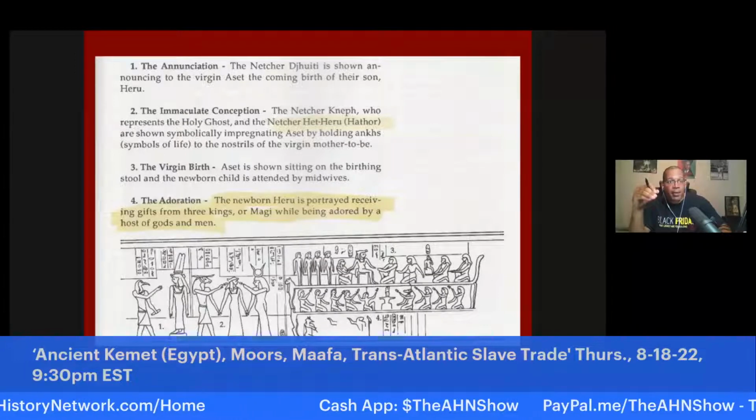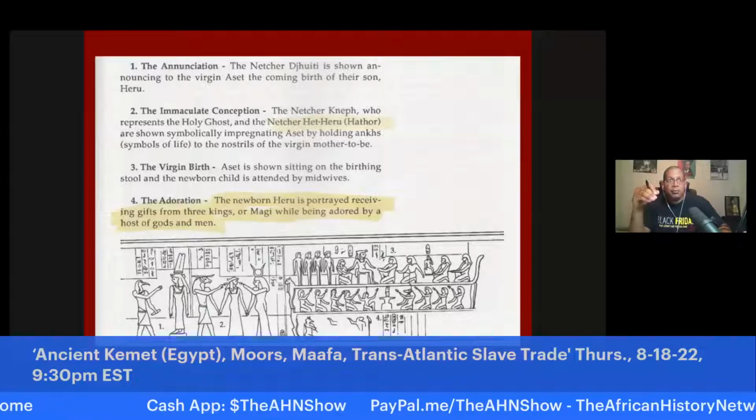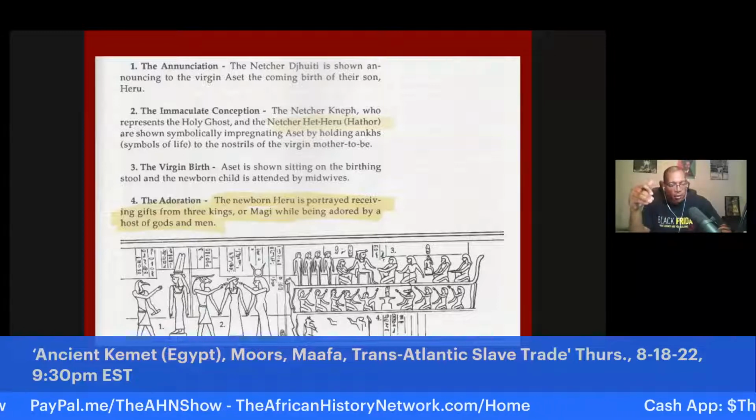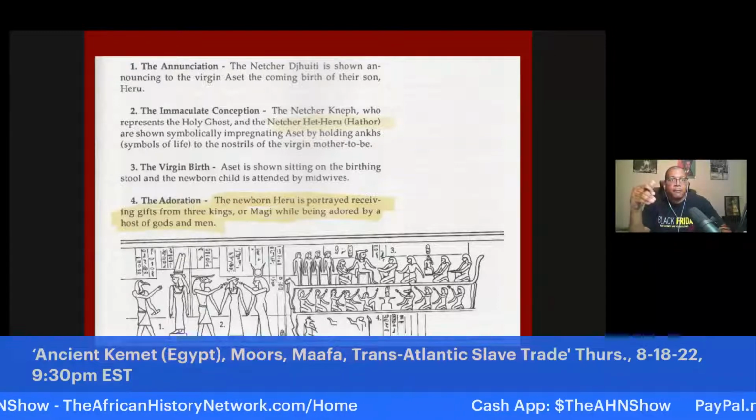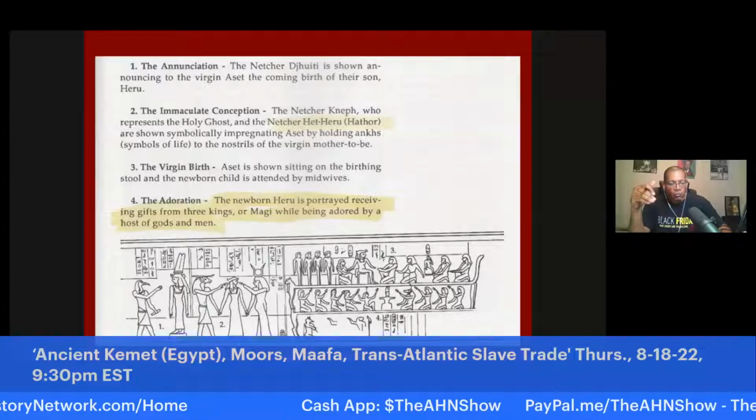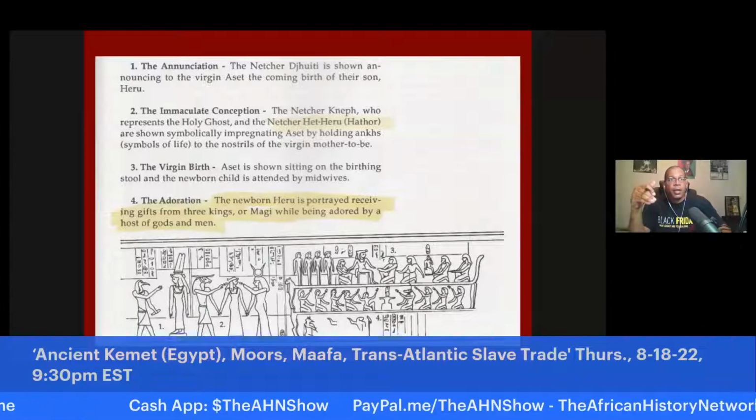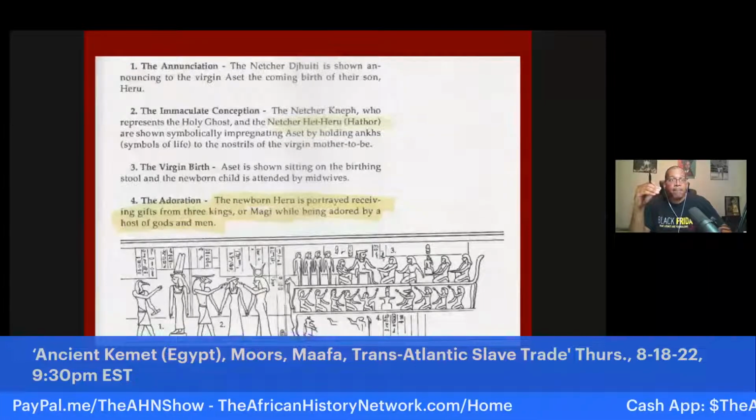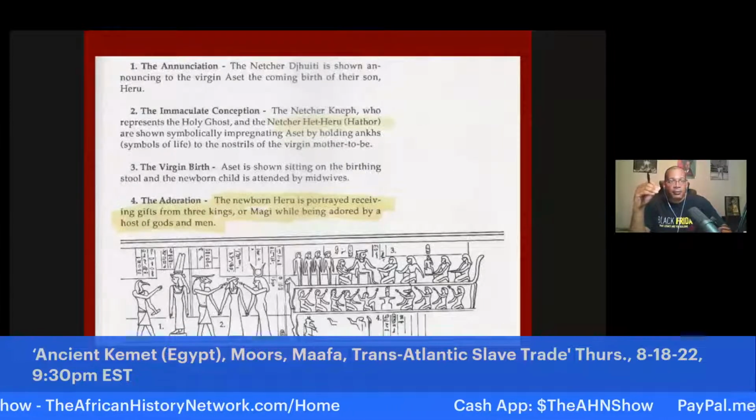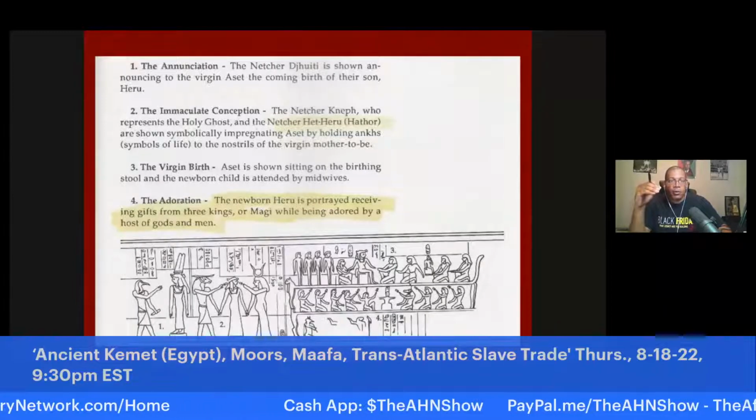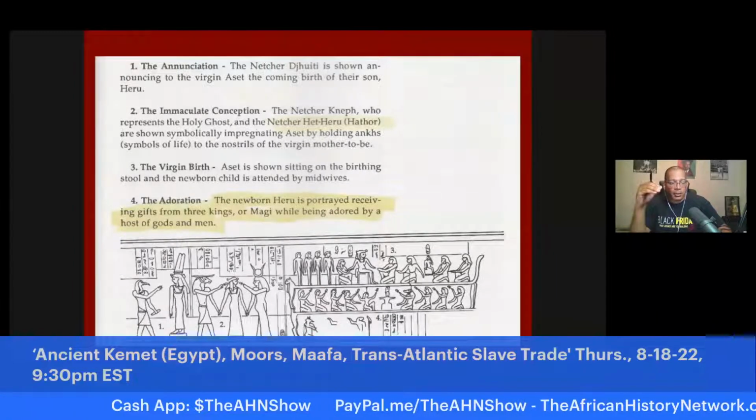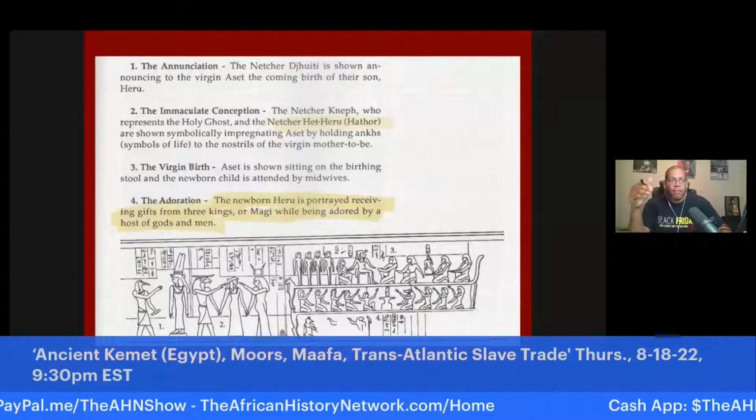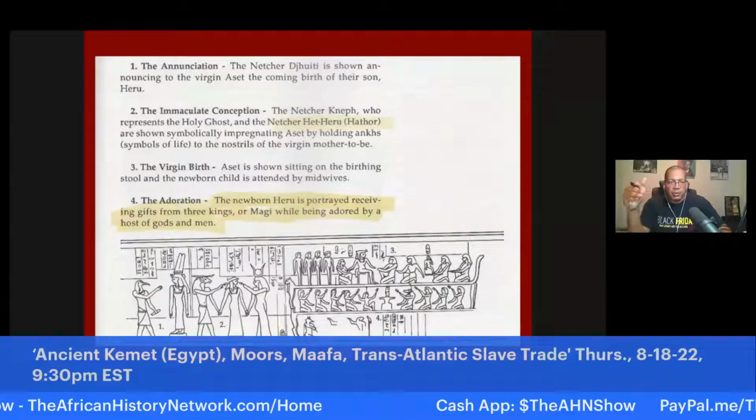Number two, you have the Immaculate Conception. The Neter Kneph, who represents the Holy Ghost, and the Neter Het Heru, or Hathor, are shown symbolically impregnating the Auset, who the Greeks called Isis, by holding Ankhs, the eternal symbol of life, to the nostril of the Virgin Mother to be.